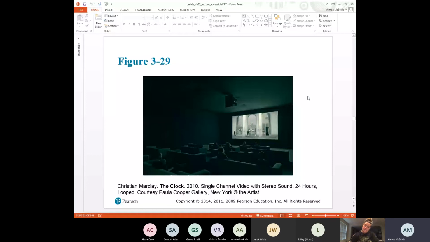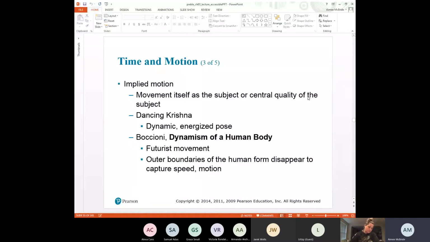Okay, now we're moving on to motion. And we're going to start off with implied motion, which we've already looked at with that previous example. But we're going to look at implied motion with Dancing Krishna and Boccioni's Dynamism of a Human Body as well. So that's the idea that we can gather from looking at an image that is supposed to represent something in motion. It might not actually be moving. Sometimes we can look at some sculptures called kinetic sculptures that actually move, but more often than not in art, we see implied motion.